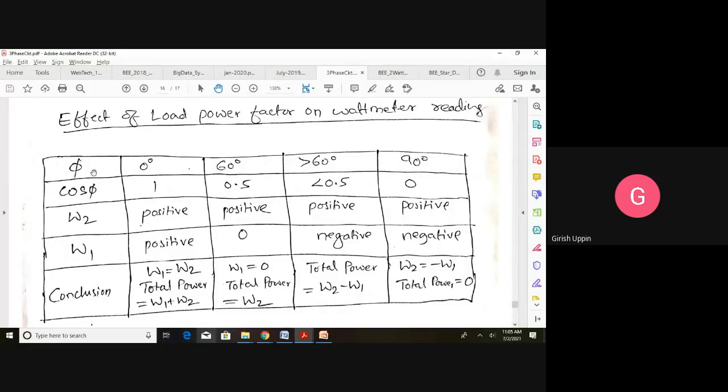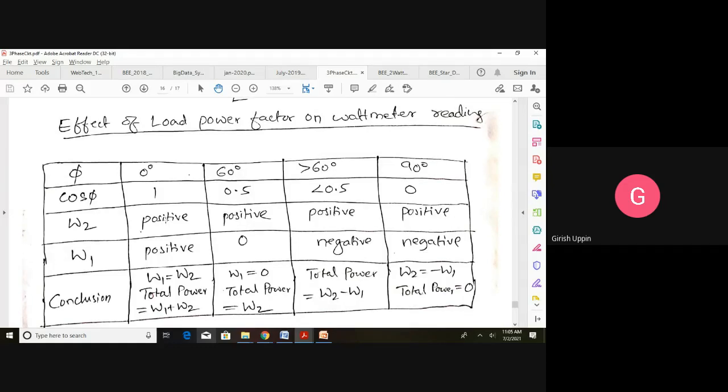So here are some angles we are considering. φ is the phase angle. If it is 0 degrees, 0 degrees means what? It is a pure resistance, because the angle between the voltage and current is 0 in the case of a pure resistance. So cos φ is 1. Wattmeter 2 will read positive.